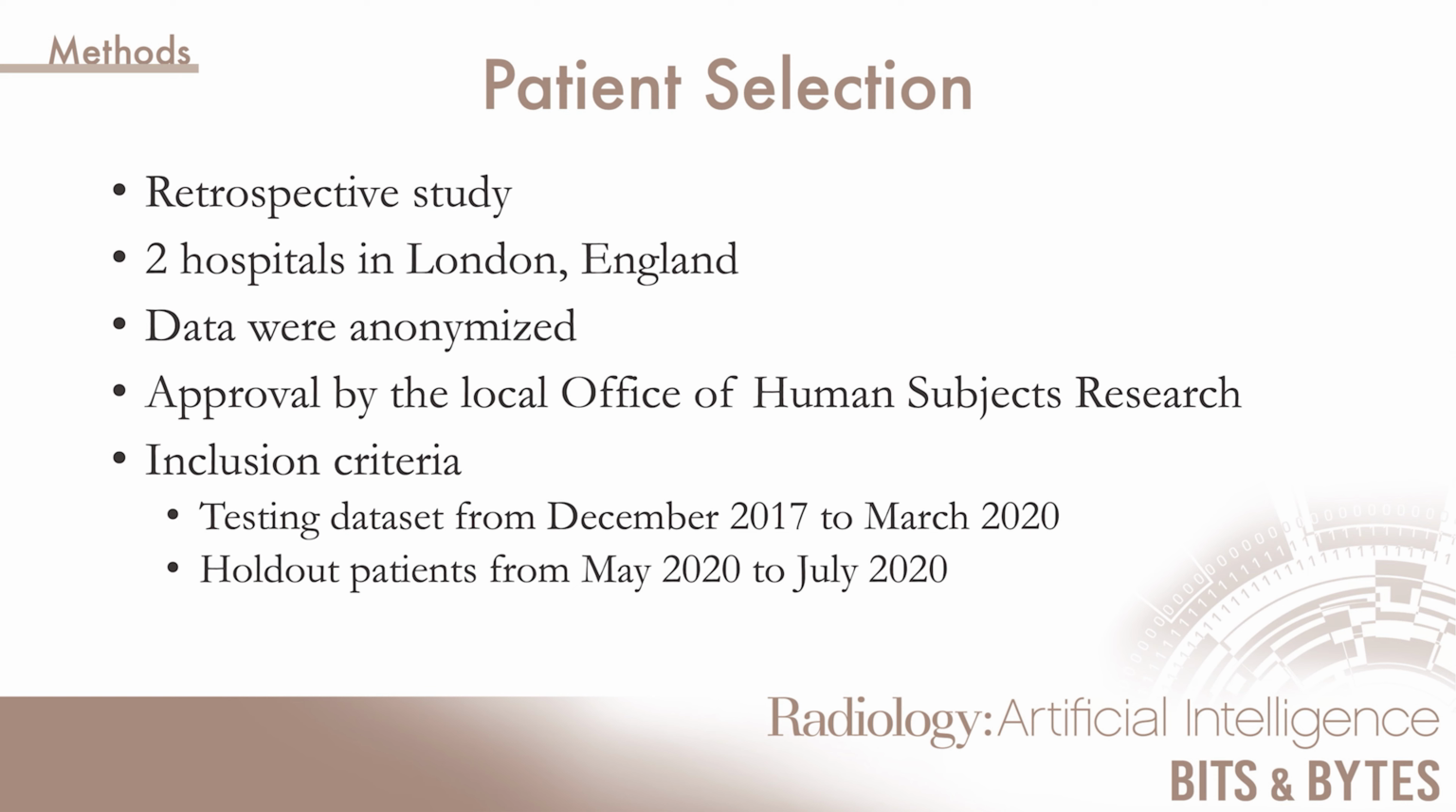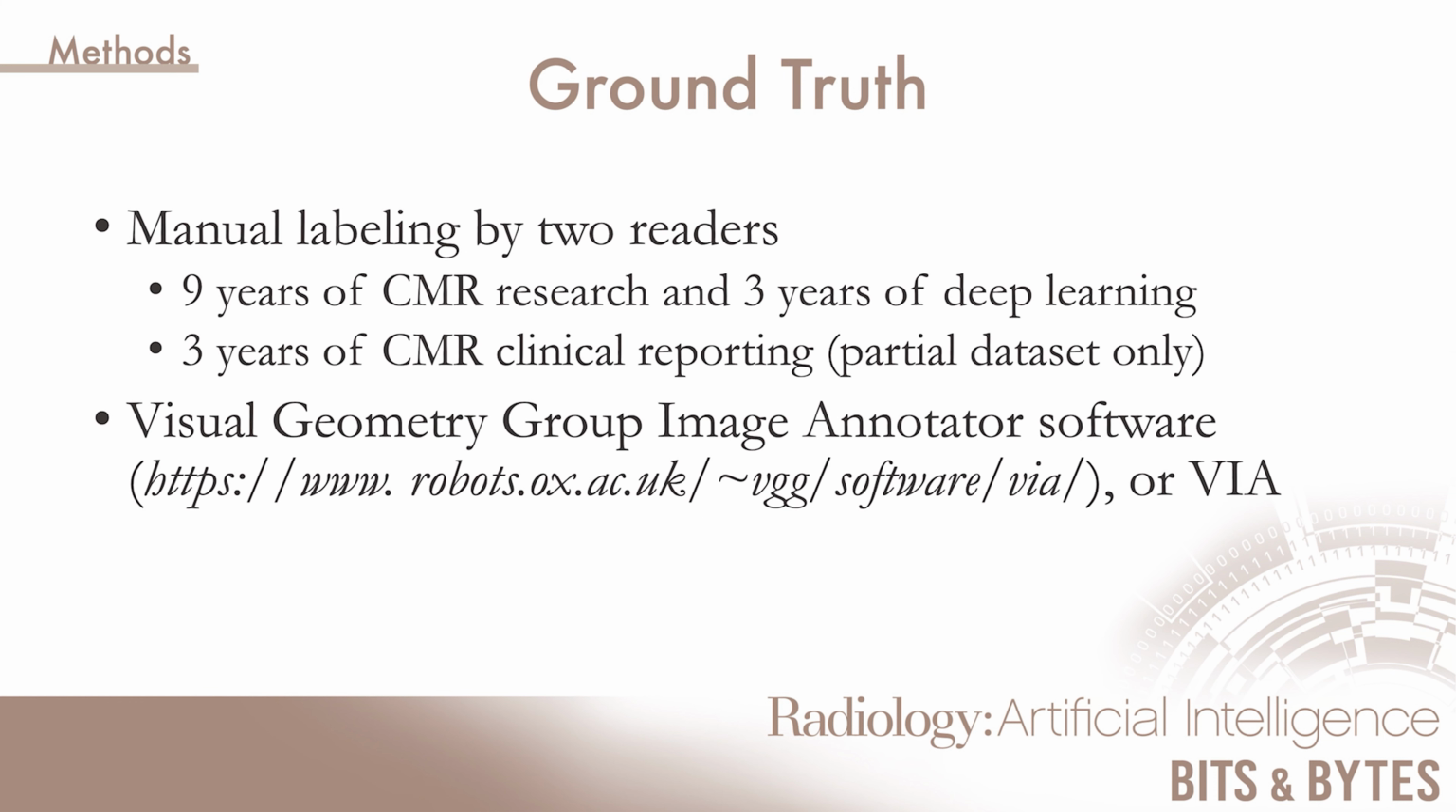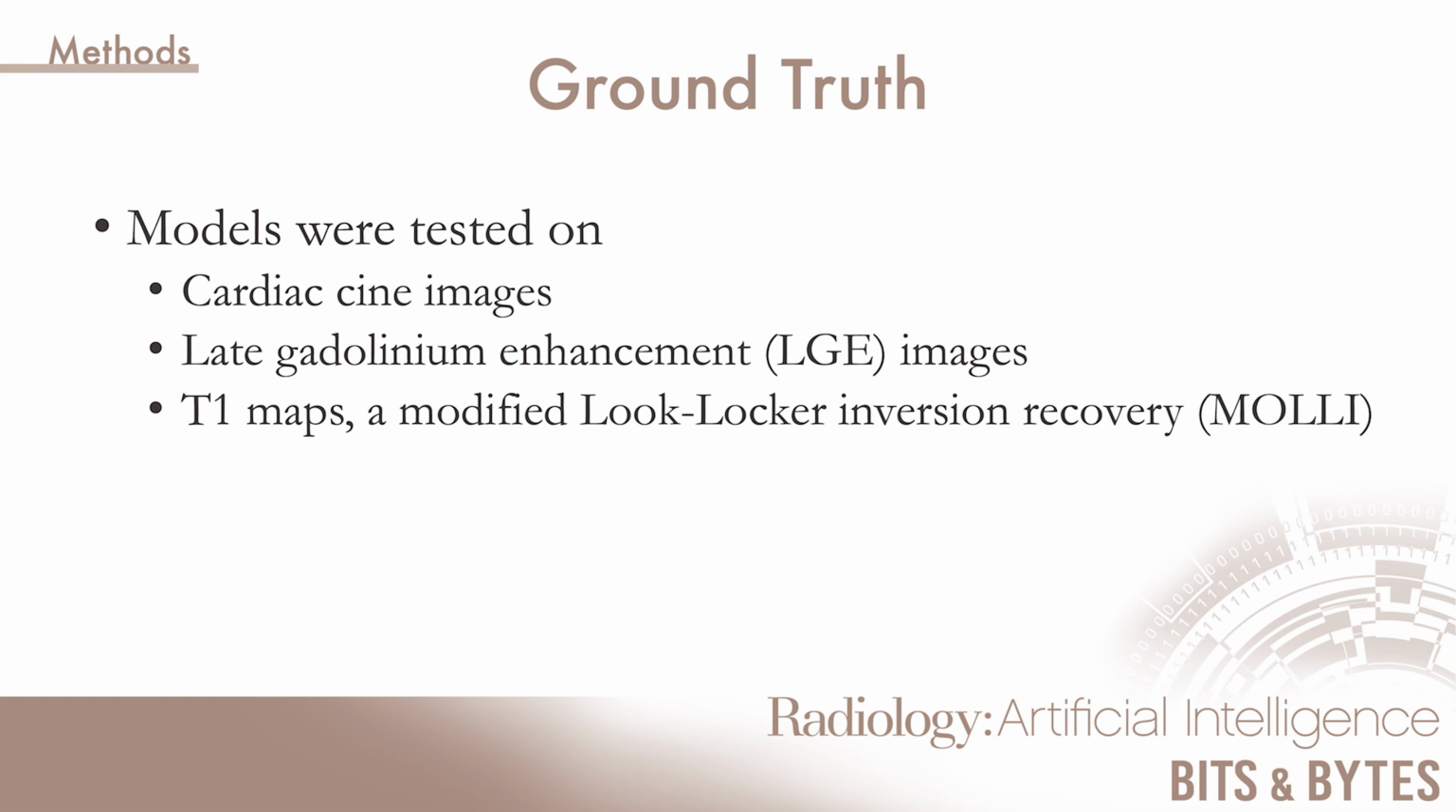Inclusion criteria were all consecutive patients from December 2017 to March 2020, with holdout patients from May 2020 to July 2020. The ground truth was manual labeling by 2 readers. The first reader had 9 years of experience in cardiac MRI research and 3 years of experience in deep learning. This reader labeled all of the images. The second reader had 3 years of cardiac MRI clinical reporting and labeled only part of the data set. Models were tested on cardiac CNA images, late gadolinium enhancement, LGE, images, and T1 maps.